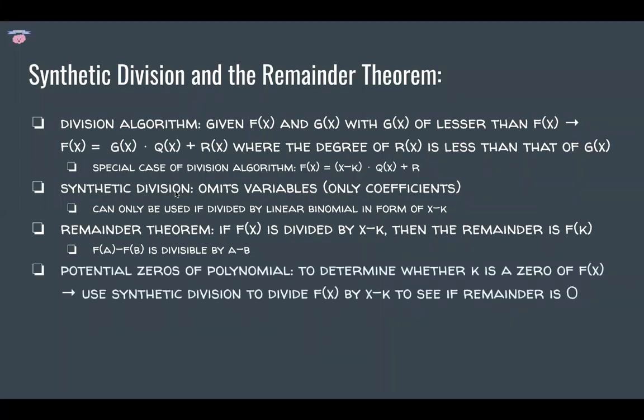Potential zeros of a polynomial. So to determine whether k is a zero of f of x, you use synthetic division to divide f of x by x minus k to see if the remainder is 0. And if the remainder is 0, that means that f of k is 0. And f of k is 0, meaning that it's an x-intercept, which means it's a potential 0. Wow, I love it.